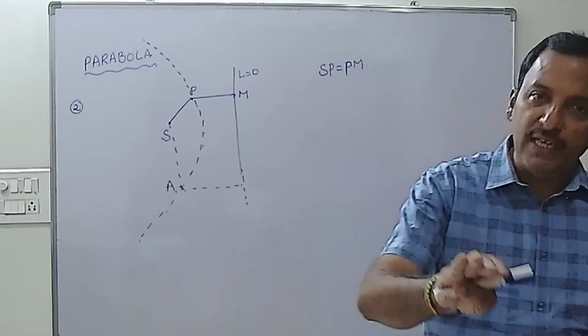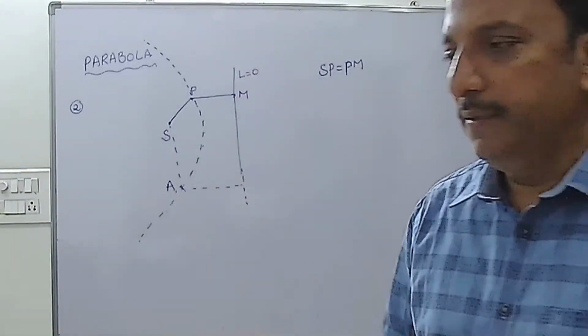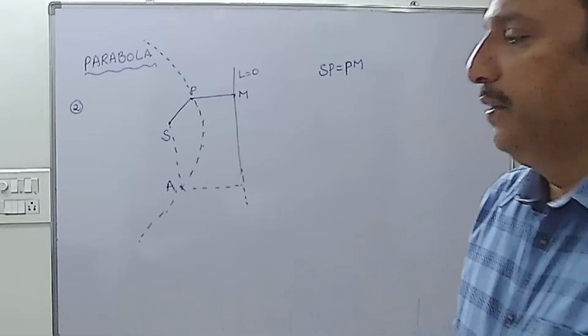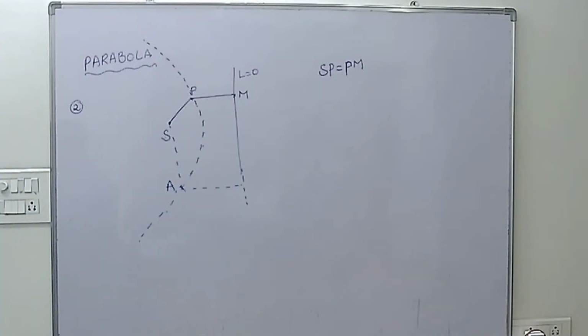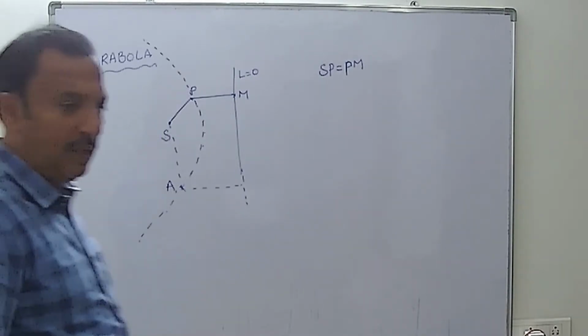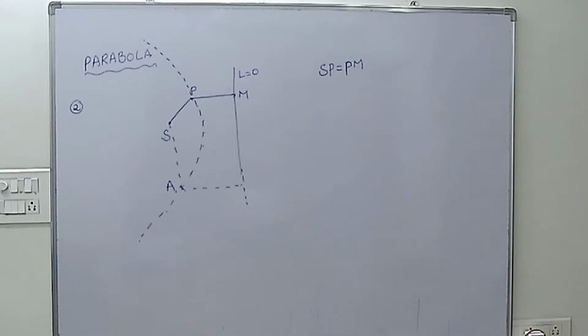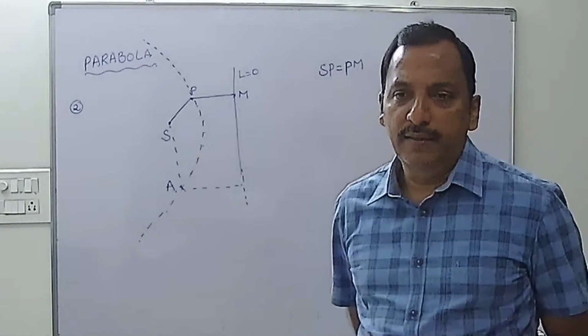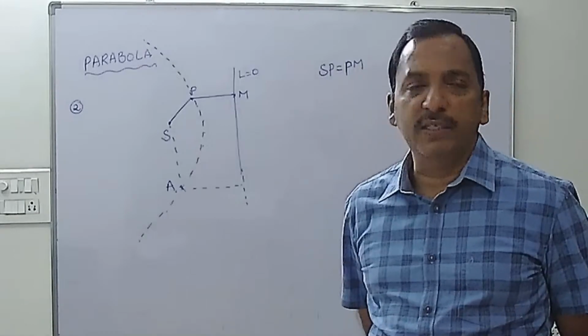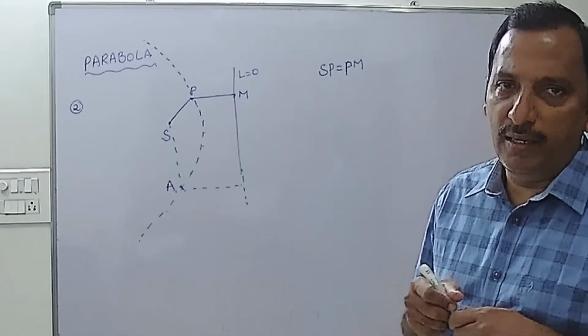Okay. Write this same definition like this also. The locus of the point equidistant from a fixed point and a fixed line is called a parabola. Okay, note.